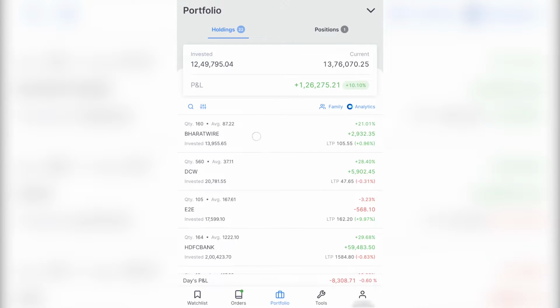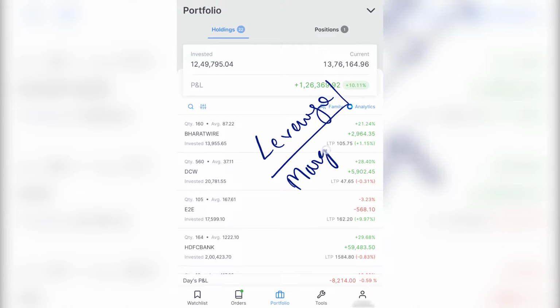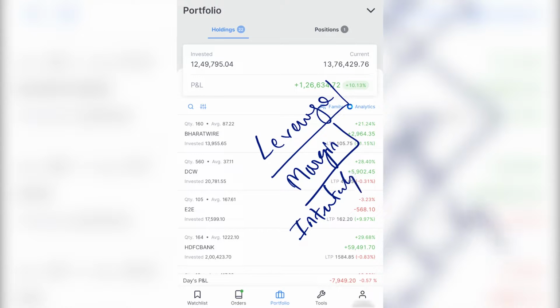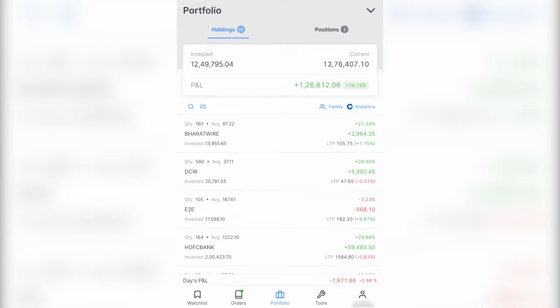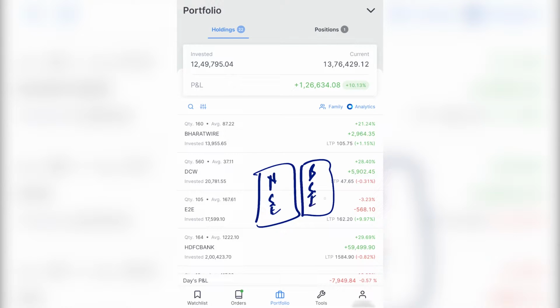Hi friends, if you are wondering what is this concept called leverage and margin in Zerodha, or when you are doing intraday trades to be specific, let's understand that. So here is the thing. There is something called an exchange, say an NSE or a BSE. What happens over here is there is something called a settlement.